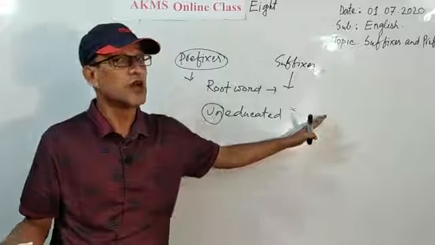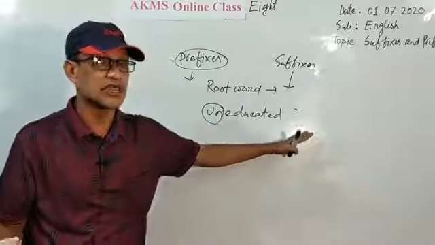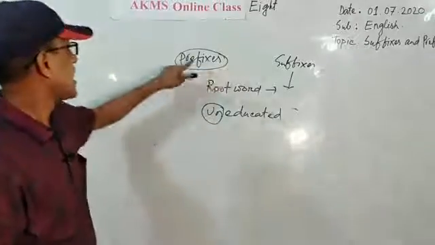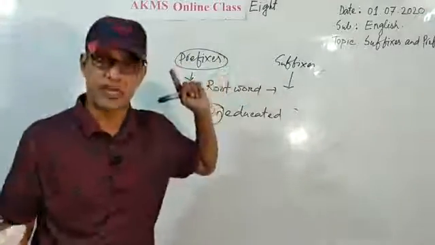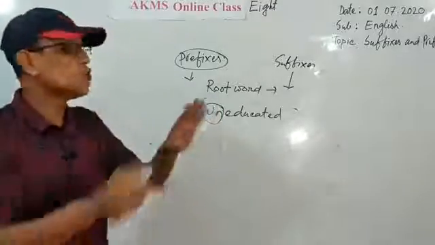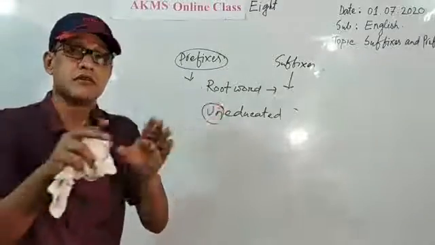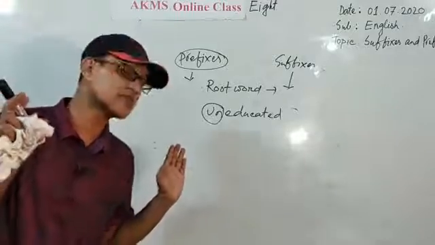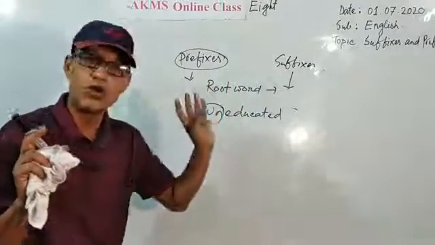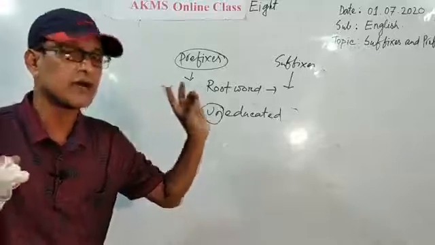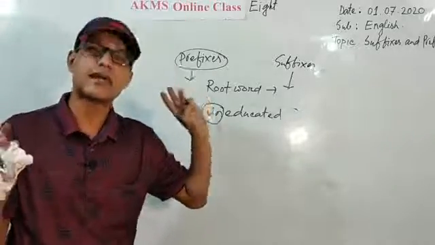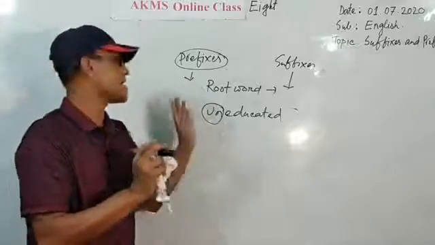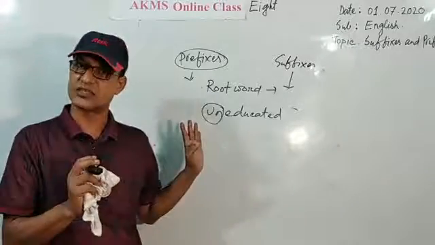Okay? And what is the activity? What is the act of prefixes and suffixes? The act of prefixes and suffixes is to make words of different parts of speech. And what are these different parts of speech? Noun, adjective, verb, and adverb. I can make only these 4 parts of speech by adding suffixes or prefixes.